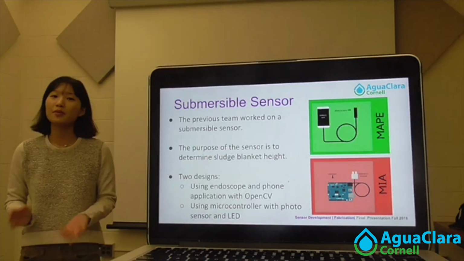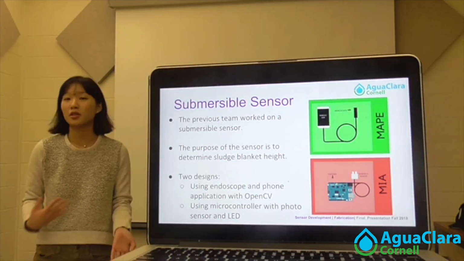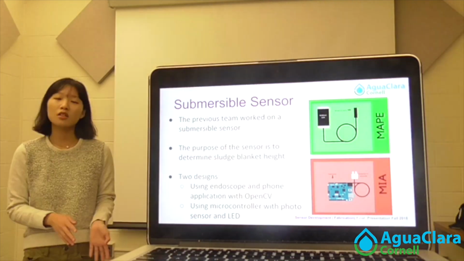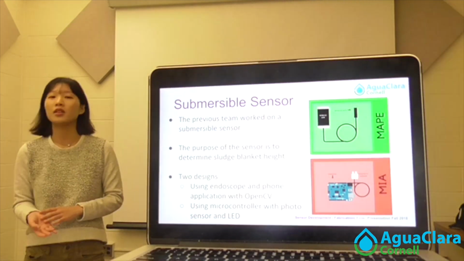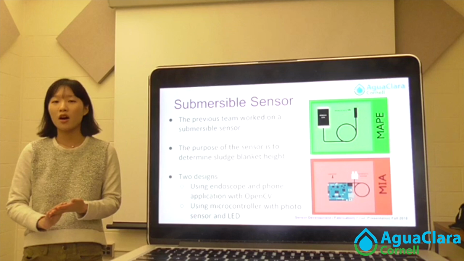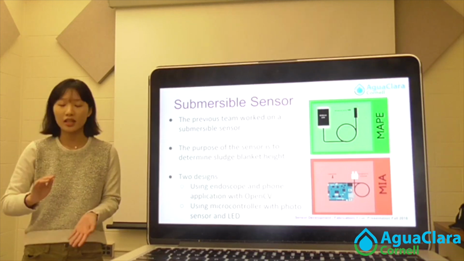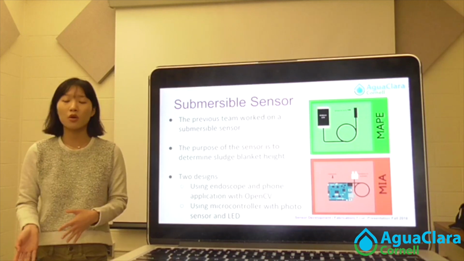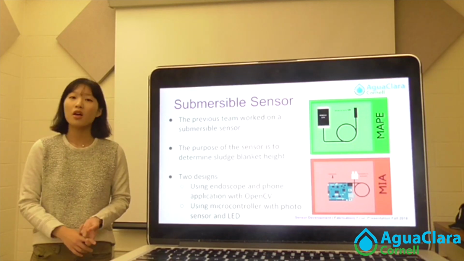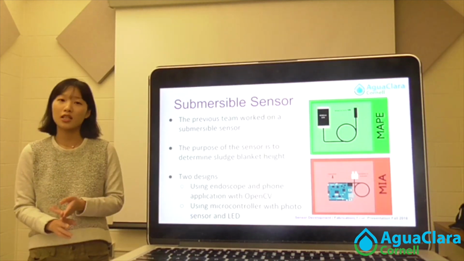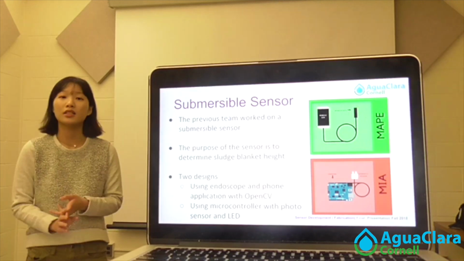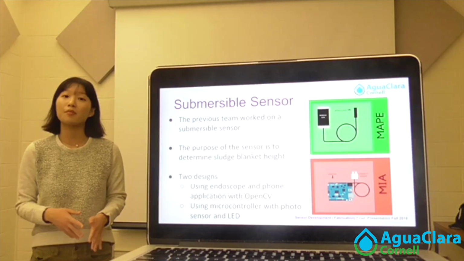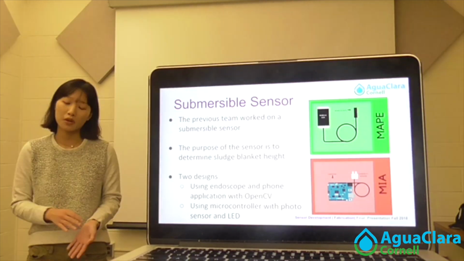The previous semester was the first time we started working on the submersible sensor, which, like we discussed in the symposium, is meant for the flock hopper, where you want to see how high the sludge blanket is. We were working on 2 different models for a submersible sensor: one using an endoscope, and another using just a light sensor and an LED, much like the sensor we're developing now, except submersible and using a microcontroller instead of ProCODA.